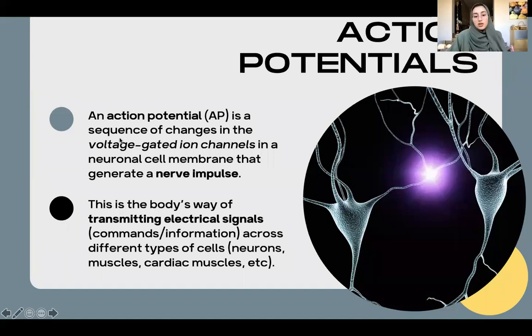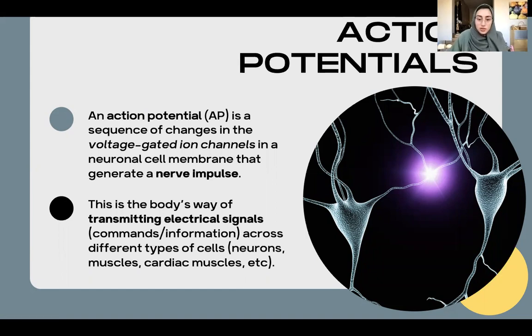The interesting thing about action potential is that it's kind of like a domino effect. You have opening of voltage gated sodium channels, which we're going to talk about in a second. And once it opens at this part of the neuron, it's just going to keep transmitting all the way down until it reaches its target, for example, the muscle cell.